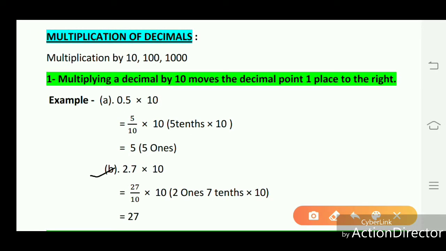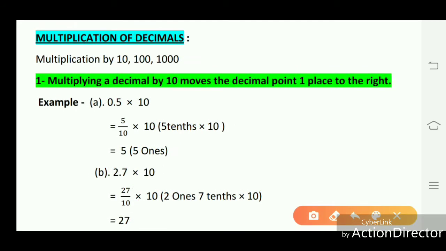Example B: 2.7 multiplied by 10. So 2.7 has the tenths place after the decimal. We write 2.7 in fraction form as 27 upon 10 multiplied by 10. Here 2 is a whole number in the ones place and 7 is in the tenths place. So this 10 divides this 10 one time and we get 27. So here we observe, if we multiply any decimal number by 10, the decimal shifts to the right side.